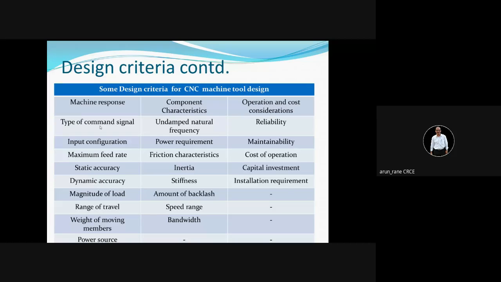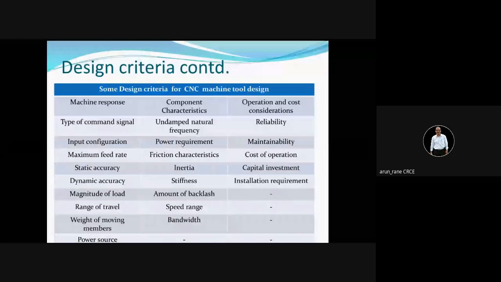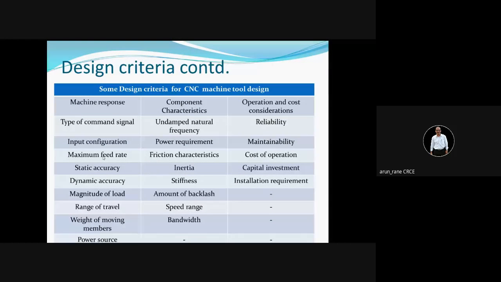Then you have to also consider the command signals and natural frequency. This is what you learn in control engineering. Then power requirement should be less so that your running cost is less. It should be easily maintainable. Then you should have maximum feed rate and maximum speed available. This is what you have to remember when you are doing design. So this is the important slide.